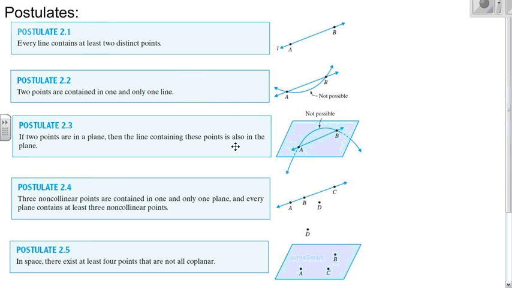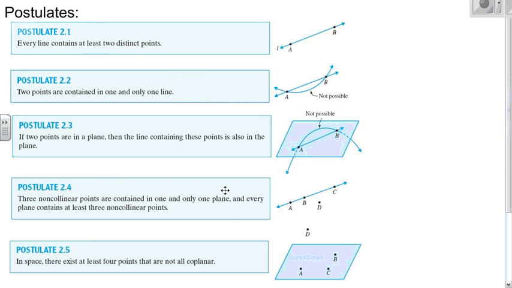If 2 points are in a plane, then the line containing these points is also in the plane. It goes back to that same idea as we talked about in 2.2. Lines can't be curved, they have to be flat, they have to be straight, so it would be in the plane.